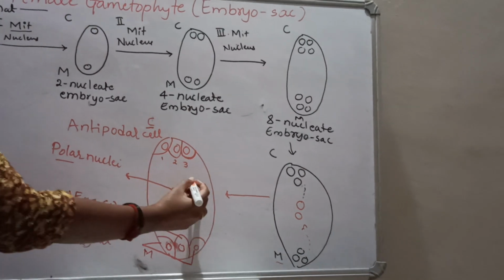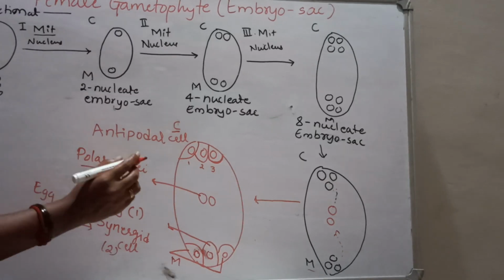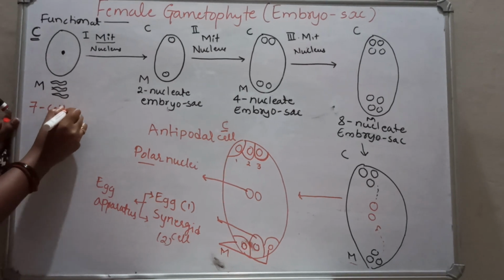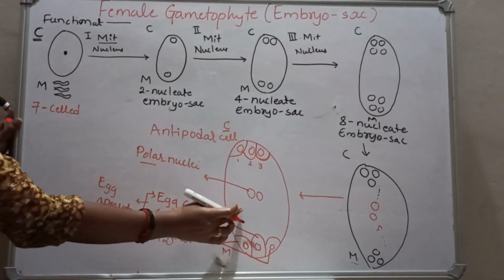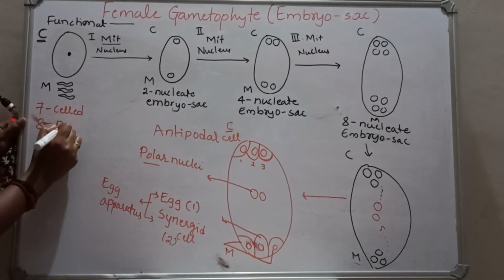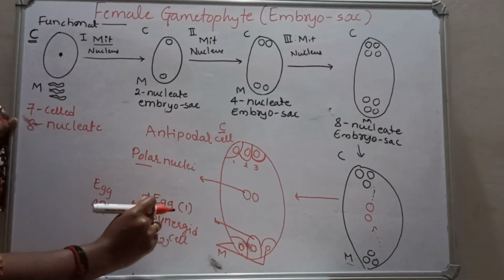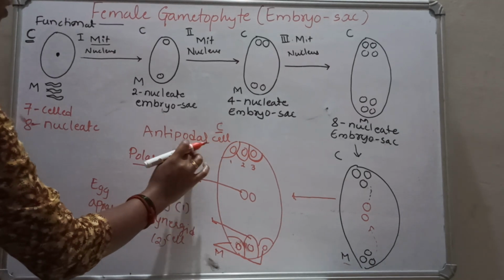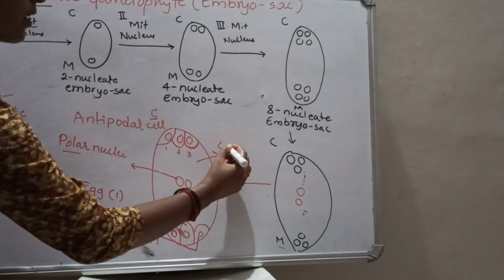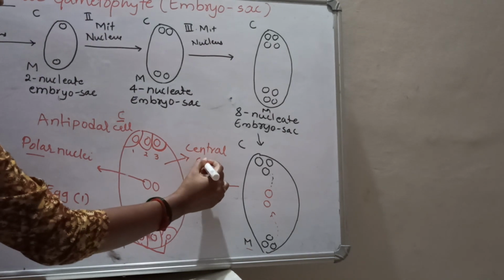And next, here this is the embryo sac. This embryo sac is known as the 7-celled, 8-nucleate stage of the embryo sac. Next, this entire cell is called the central cell.